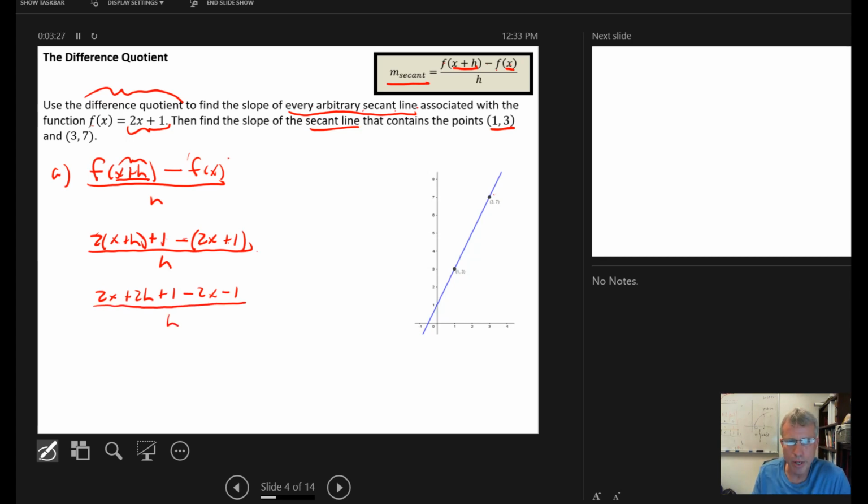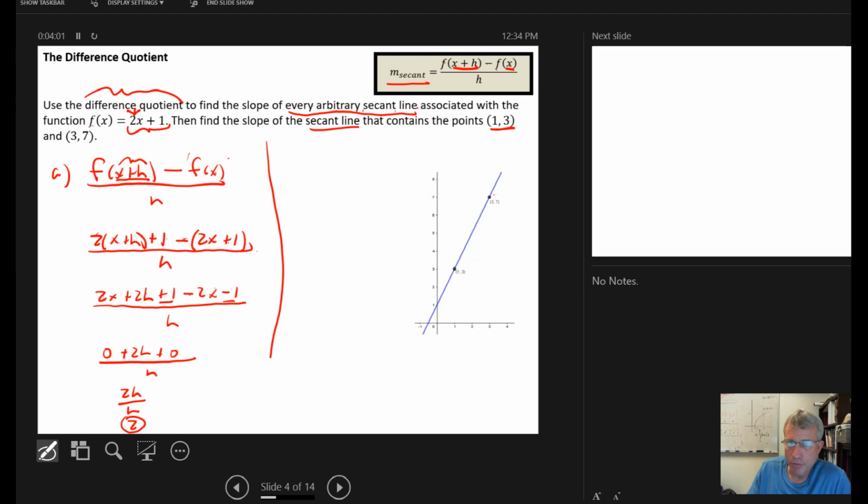And if we look at the numerator carefully, we get 2x minus 2x is 0. We have a 2h without any other h terms in the numerator, so plus 2h. And we get plus 1 minus 1 is plus 0. It's all over h. So the numerator simplifies to 2h over h. But as long as h isn't 0, h divided by h equals 1. So we get 2 times 1 is just 2, which is just the slope of the linear function.